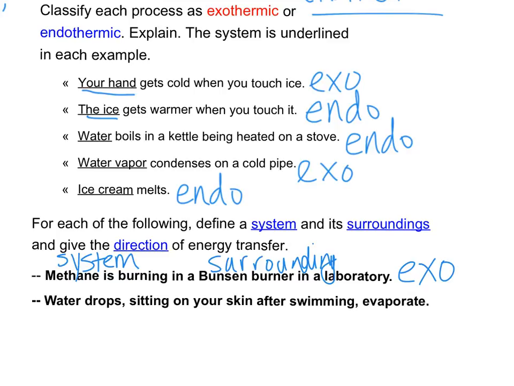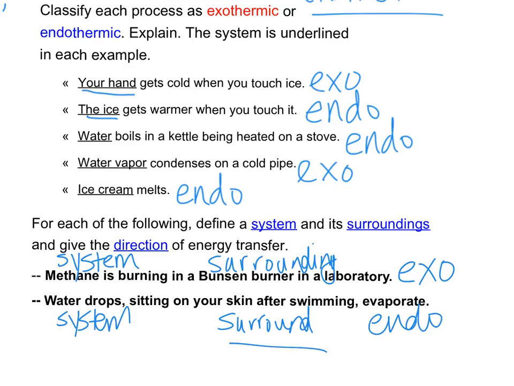Next, we have water drops. Water droplets are the system, and they're sitting on your skin, and your skin is the surrounding. So that water is going to evaporate, and this is the whole reason we sweat physiologically, because it's cooling our body, because that water is going to absorb endothermically the heat from our body and evaporate away, and that's a cooling process for our body. So the water is endothermic. The heat from the surrounding, our skin, enters the water and makes it evaporate.